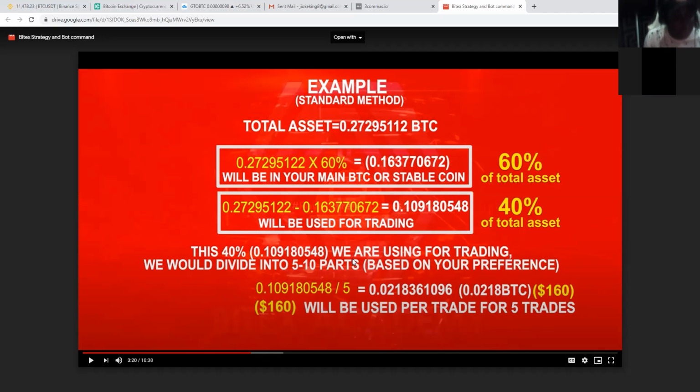So what you will be doing, you can decide to divide that 40% into 5 parts or 10 parts, based on your preference. Personally, I can take 10 trades because I want to get any opportunity in the market. I'm going to explain more about trading signals. If you divide that 40% into 5 parts, it will give you 0.0218361096. You can approximate all this.